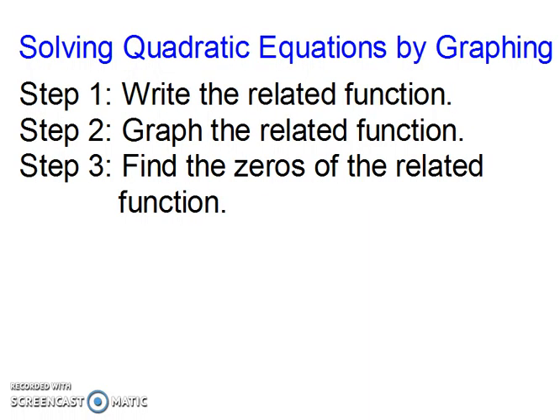When solving quadratic equations by graphing, we need to first write the related function, then graph that function. Step 3, look at your graph and find the zeros. The zeros are the solutions you're looking for. Let's practice.